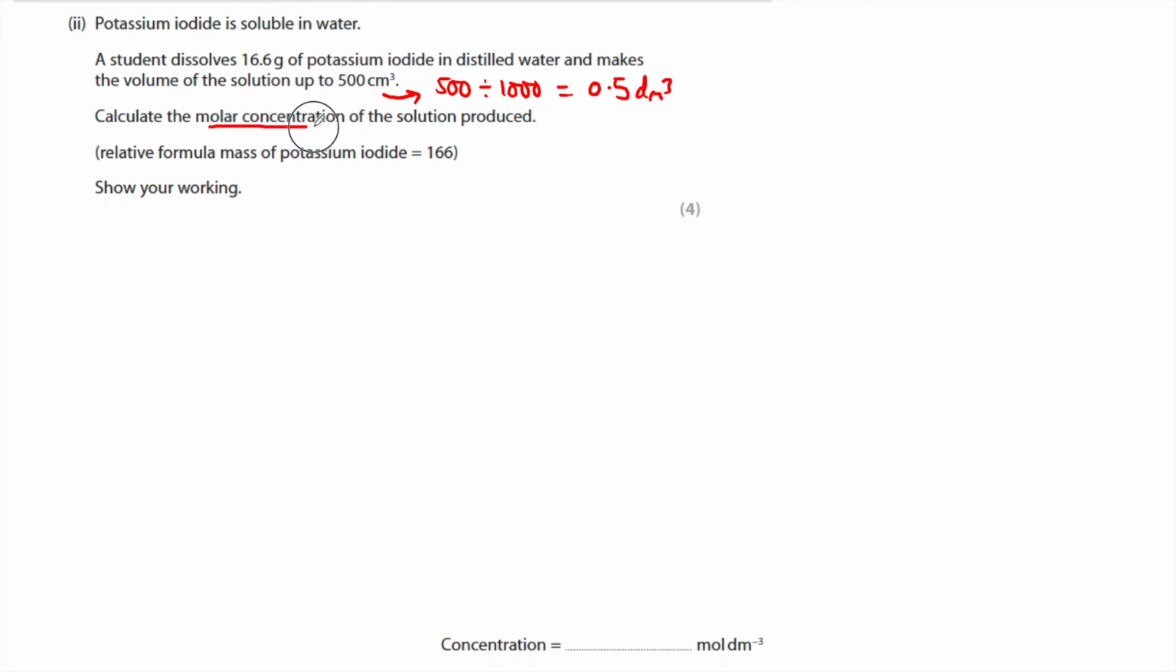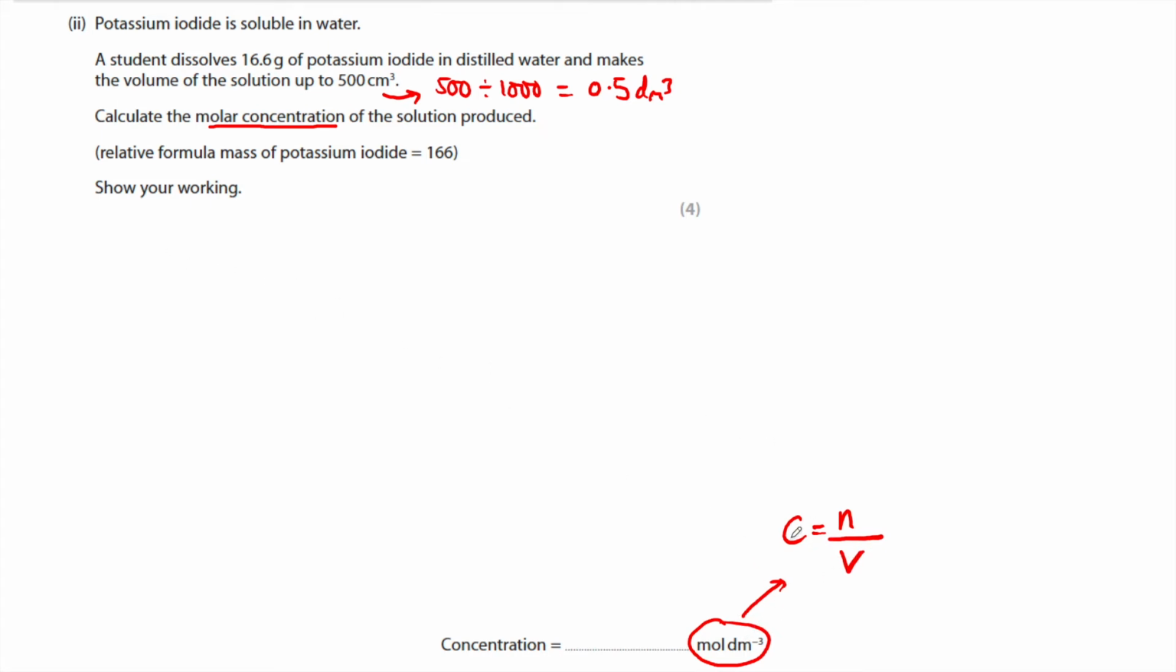Calculate the molar concentration of the solution produced, and you're told the relative formula mass of potassium iodide is 166. This unit is so useful, because that is the unit of concentration, and remember it's moles per decimeter cubed. So concentration is the number of moles divided by decimeter cubed, which is the volume. So that's really helpful if you get stuck.